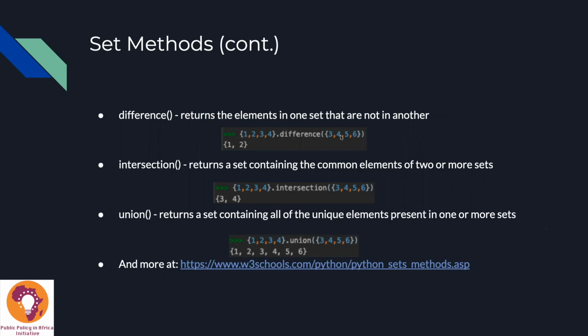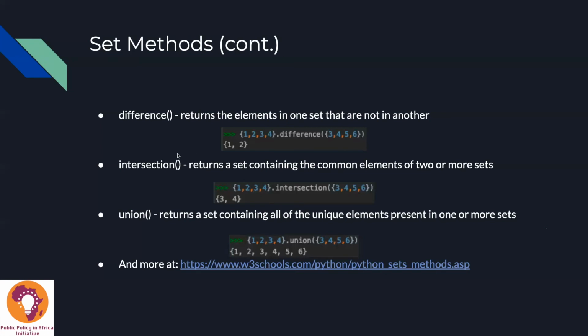Note we could flip this. If we had 3, 4, 5, 6 up here, and then we had 1, 2, 3, 4 as the parameter that we passed to the difference method, this would give us a different response here. What it would give us is 5, 6, because 5 and 6 are what are in this set that's not in this set. But something important to note, basically what I'm trying to get at here is that when you call the difference method, you're checking what's in the first set that's not in the second set. It doesn't matter if there are any extra elements in the second set that aren't in the first. What really matters is the elements that are in the first set that aren't in the second. Those are the elements that are returned in a subset.